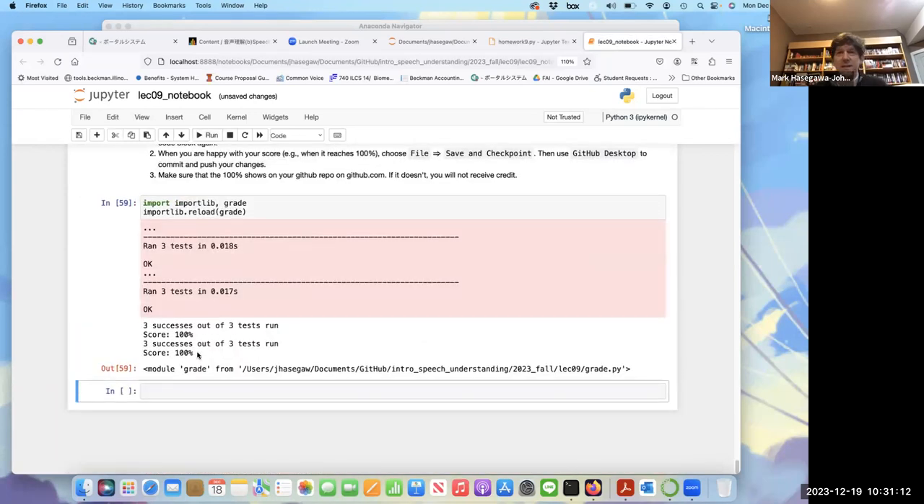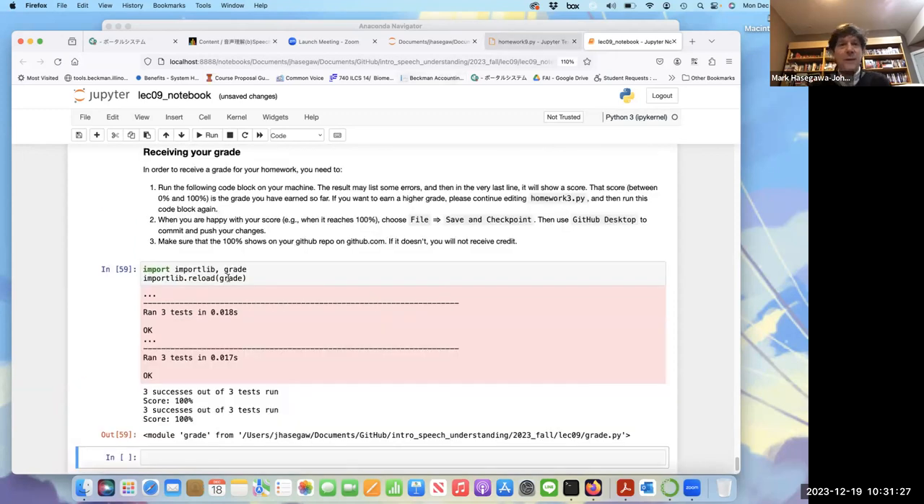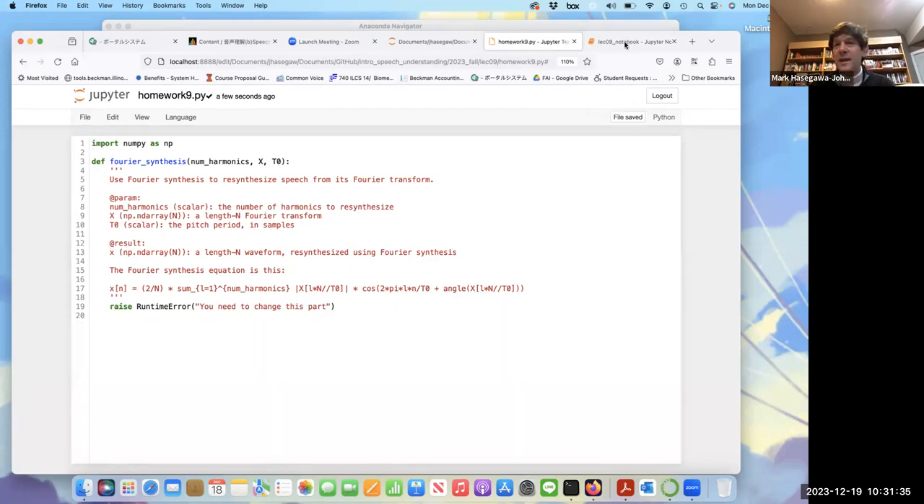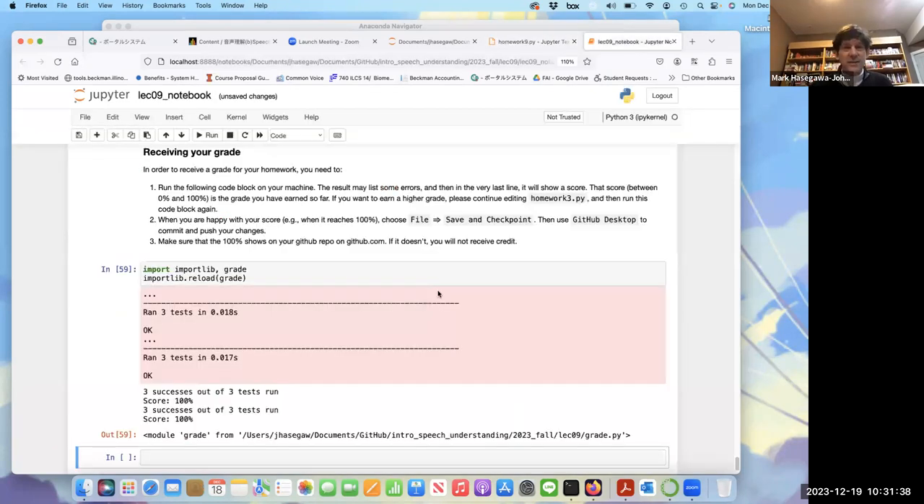now we have 100%. Once you've got this done, then load GitHub Desktop and check in your changes to GitHub Desktop, and then submit your URL to the Canvas app. Okay, let me now change this back again so that we can try this all over again. And Professor Mochizuki, do you want to go ahead and translate these sections? Yes. Thank you.